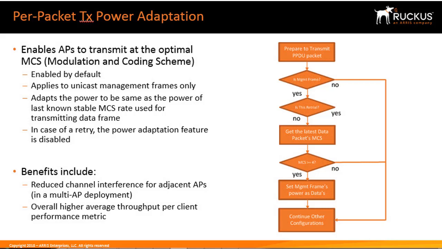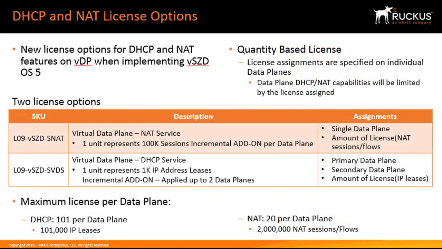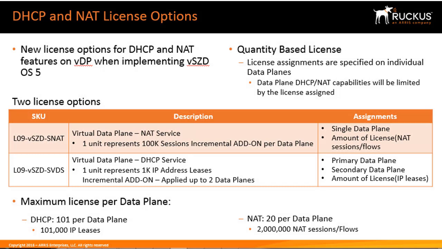In a case of a retry, however, do know that the power adaption feature is disabled and will send that packet in its original power state. The benefits of this, of course, is a reduced channel interference for adjacent APs and overall higher average throughput per client performance metrics. The last feature that we'd like to discuss within this video is the DHCP and NAT license options that you have within the SmartZoneOS 5 release.